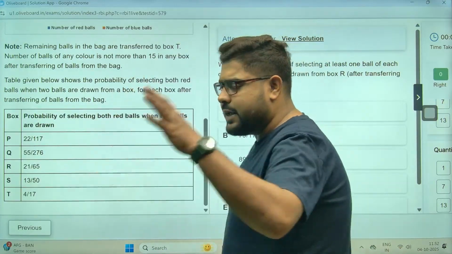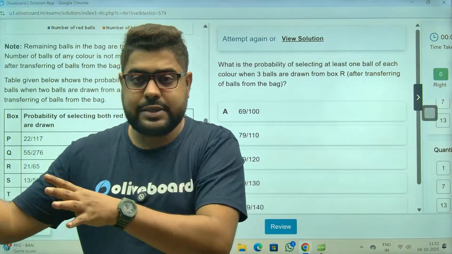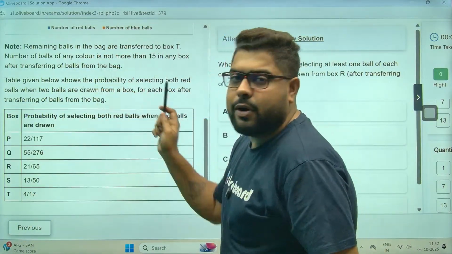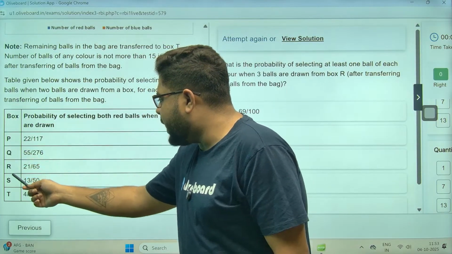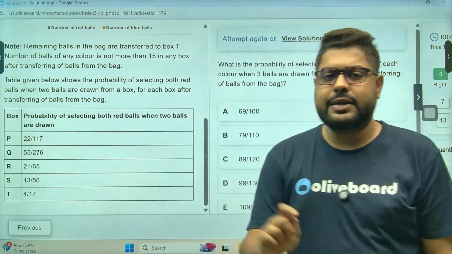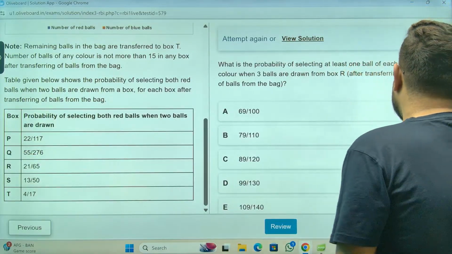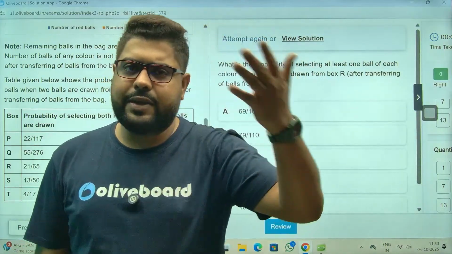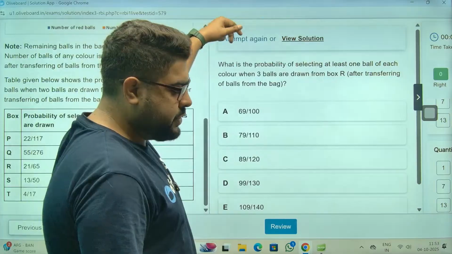Meaning once the balls have been transferred from the bag to each of the boxes, what is the probability of drawing both red balls? If we draw 2 balls, for P, for Q, for R, for S, for T, these probabilities are given. Very good. Now, question. I'll show you one question. That way you'll get the idea how to proceed, because I have so many things to do.